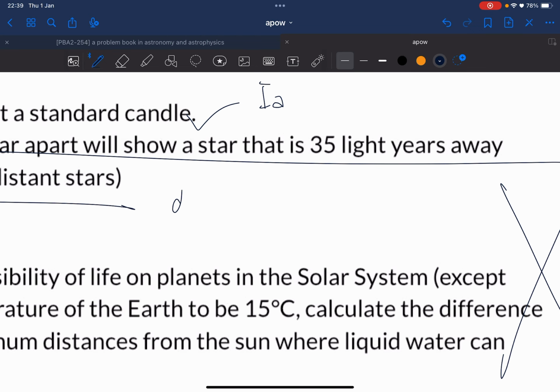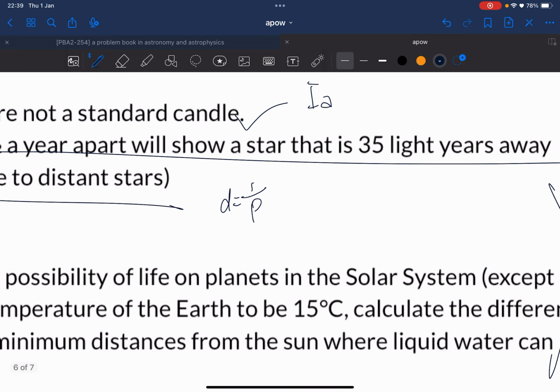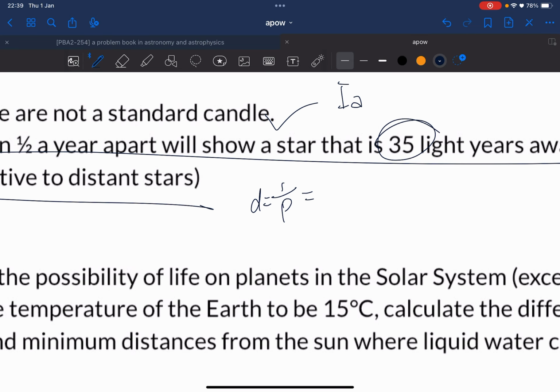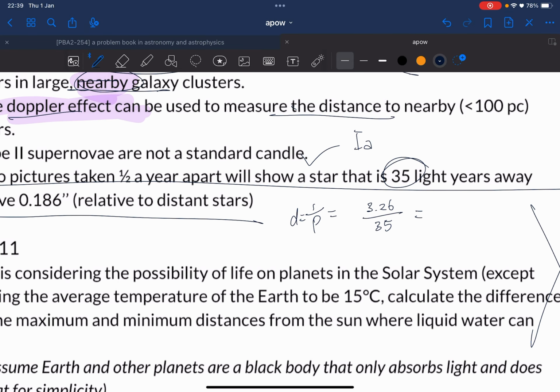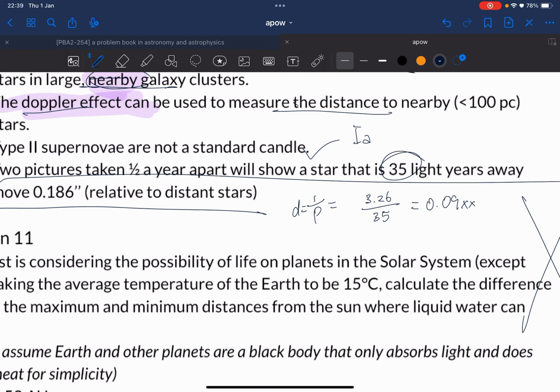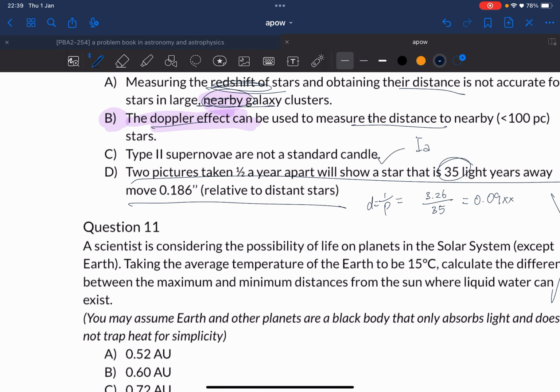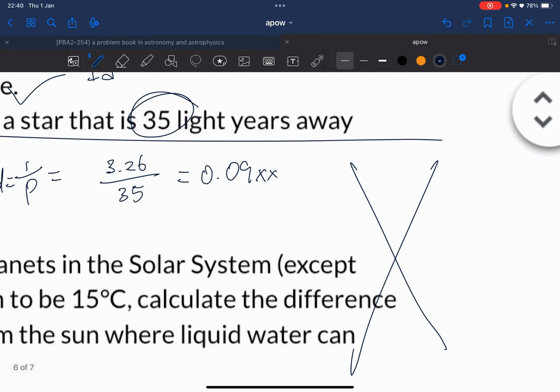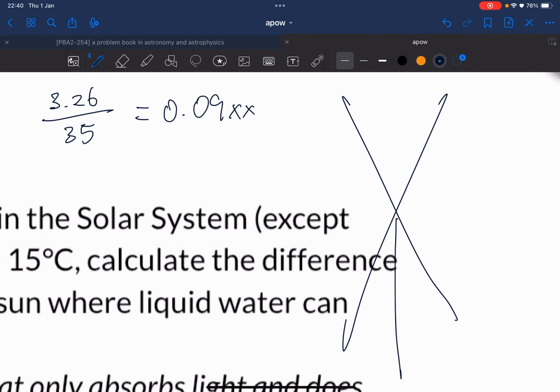If you subbed in D equals 1 over P, you'll actually get, but because it's 35 light years, it's more like 3.26 over 35, which is like half of this, so it's 0.09 something. I forgot the exact value. But look at the phrasing: it will move how much? And if you look at it, the parallax is half.